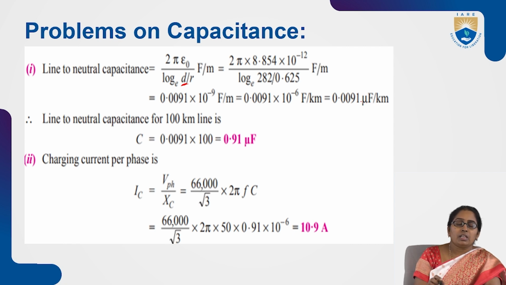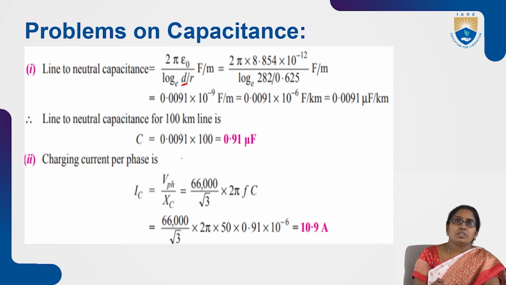But they mentioned the length of the line is 100 kilometers, so we take this capacitance value for 100 kilometers. Okay, so 0.0091 into 100 becomes 0.91 microfarads.